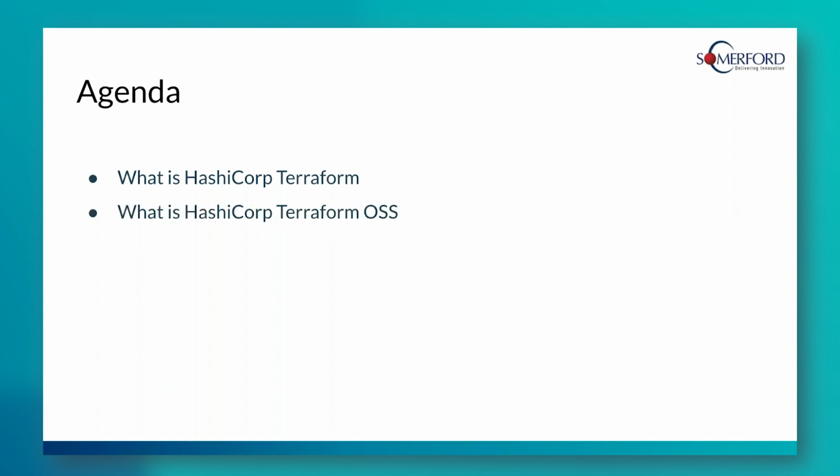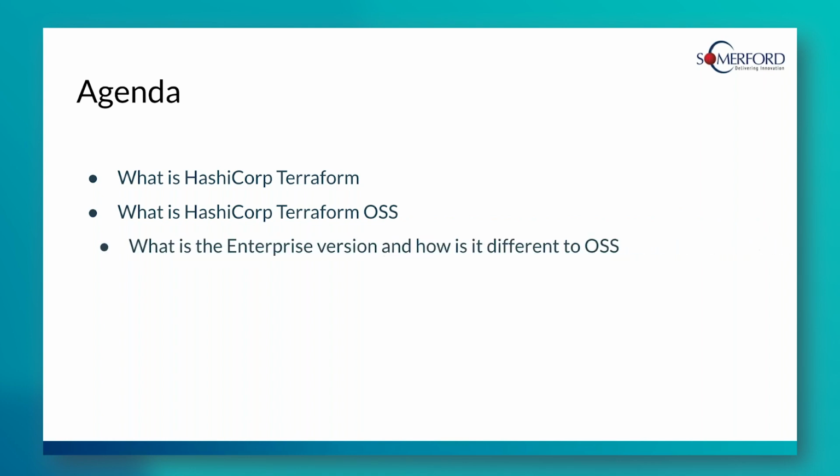What is HashiCorp Terraform OSS? What does it offer? Once again, go through a few items so we have a basis for comparison. What is the enterprise version and how is it different to the OSS version?